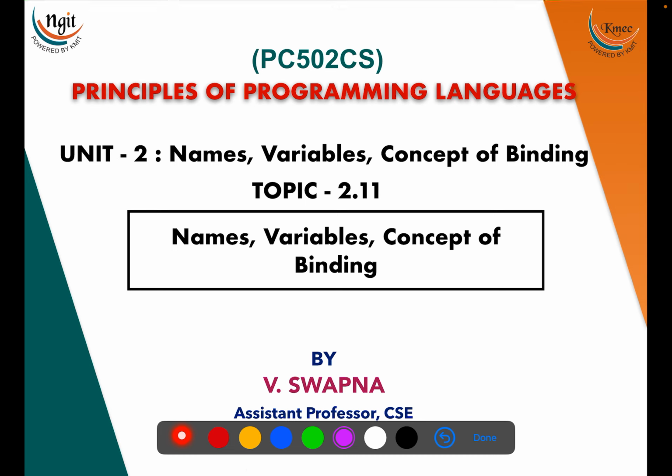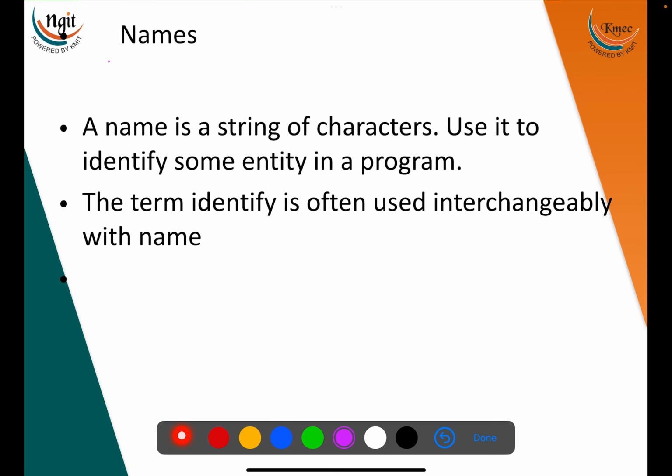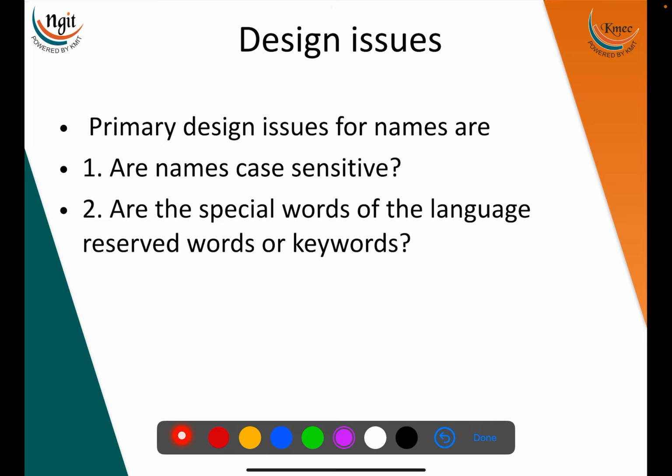Now today we'll talk about the next concept of the second unit, which is names, variables and the concept of binding. Now let's get started. So basically, what is a name? A name is a string of characters that will be used in a program as an entity. This is also simply called an identifier. So identifier and name are interchangeable things.